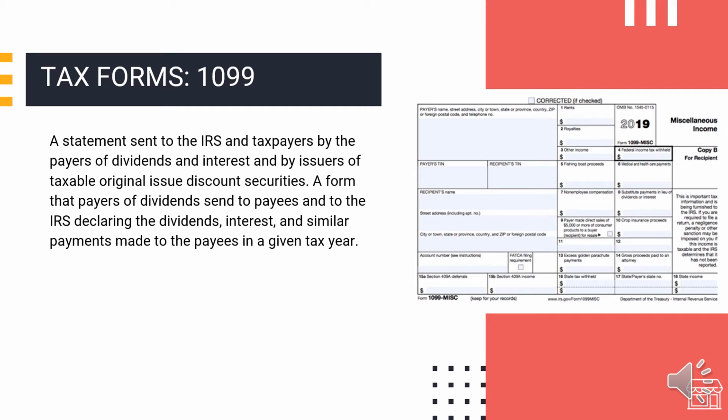The person or entity that pays you is responsible for filling out the appropriate 1099 tax form and sending it to you by January 31st. On the right hand side of the screen, you will see this is one of the types of 1099s that you may receive if you are an independent contractor or self employed. This is called the 1099 miscellaneous income.